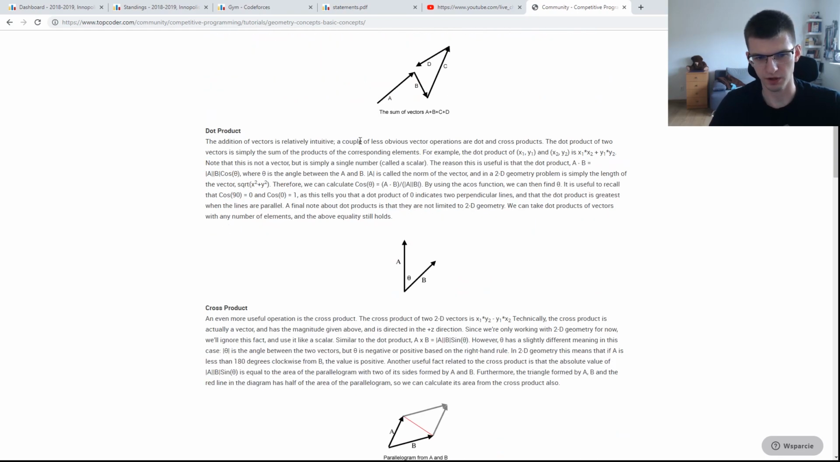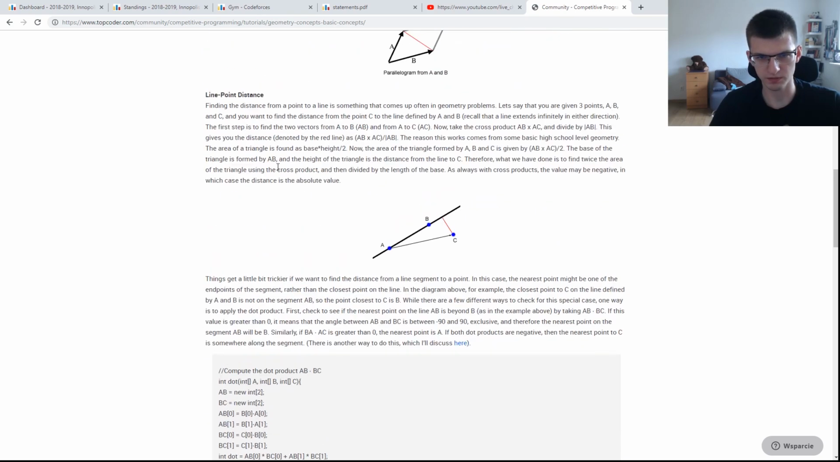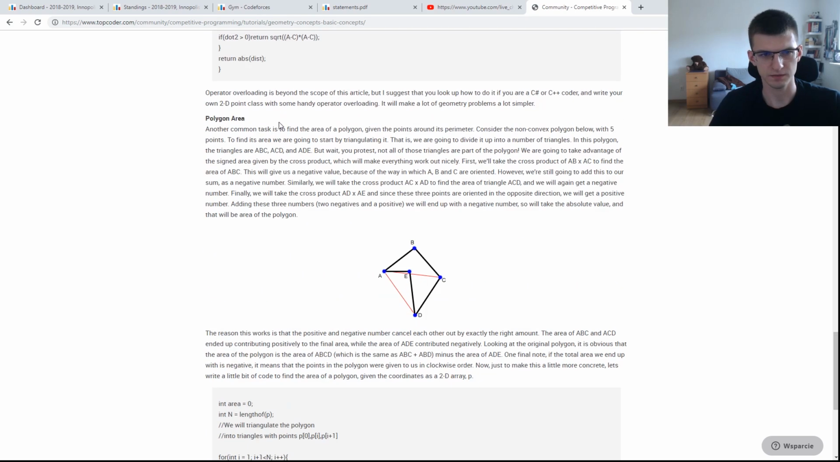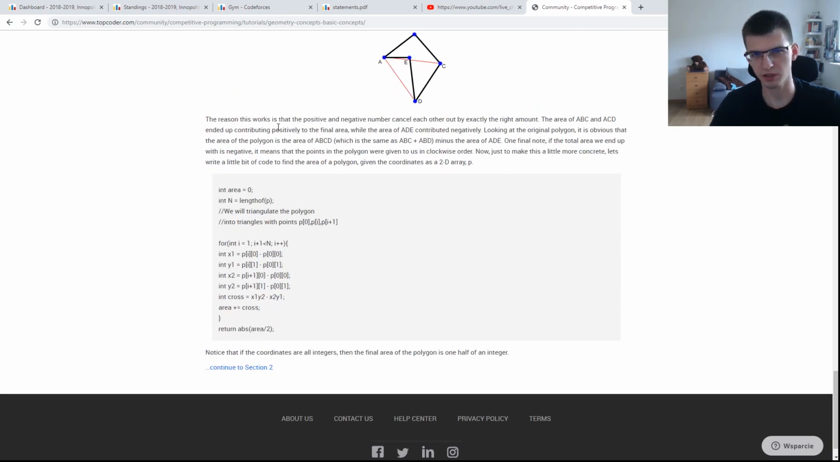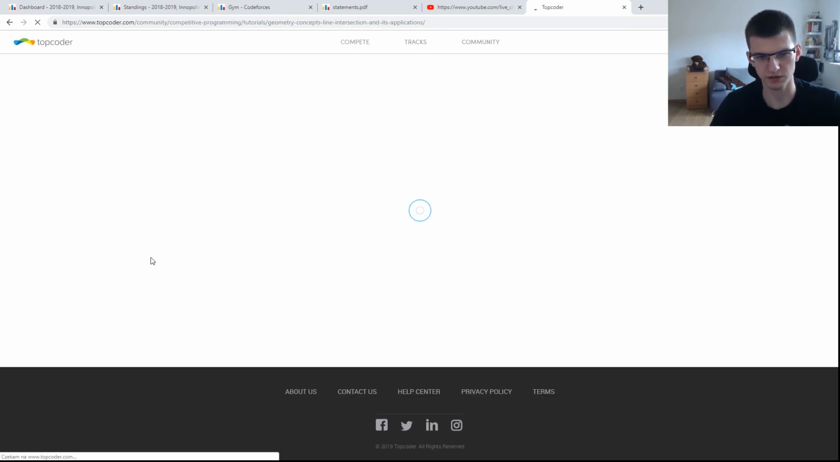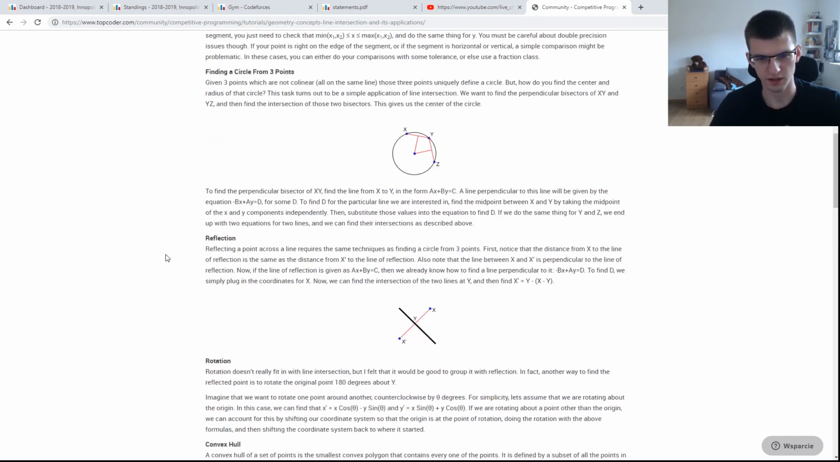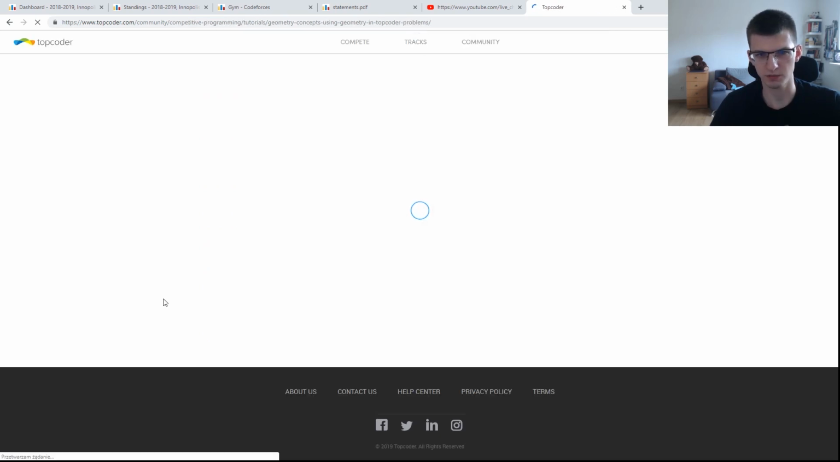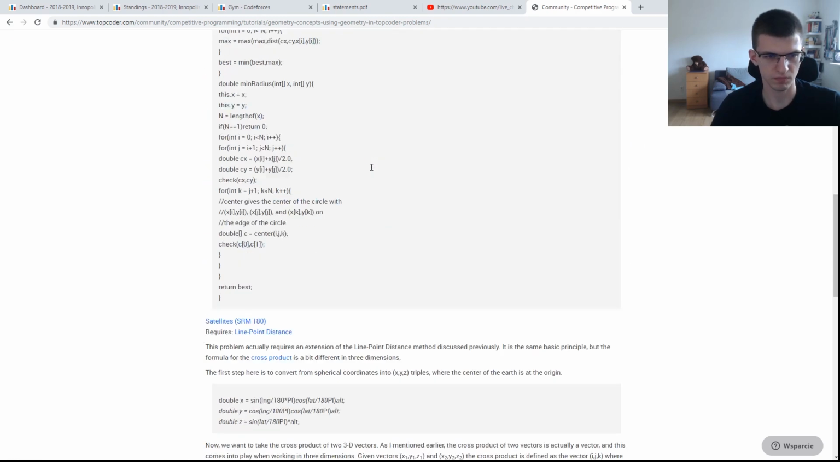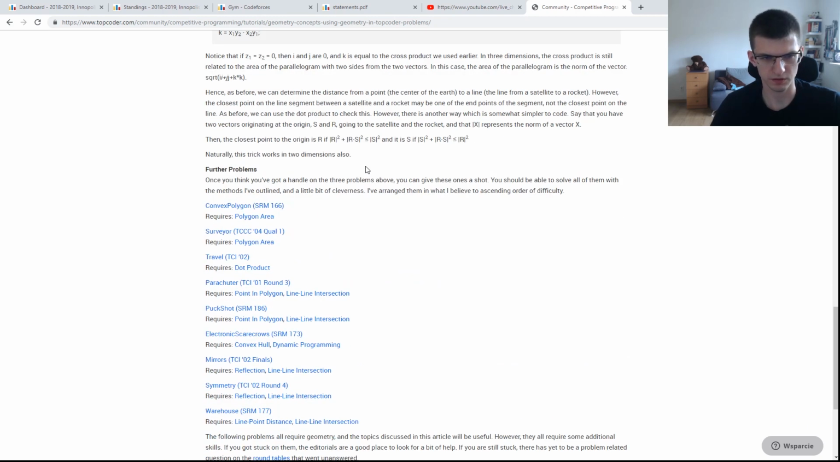It talks about dot product, cross product, for example, line point distance, polygon area, given a polygon, not necessarily convex, how to compute its area with integers, with cross products. Then there is section 2 that is more complicated, and then section 3 that is even more complicated. In section 3 we have line-line intersection and line point distance, and examples maybe of non-trivial problems.